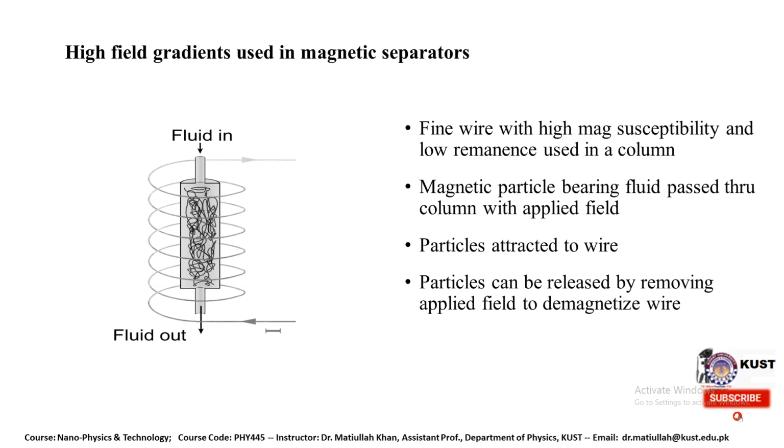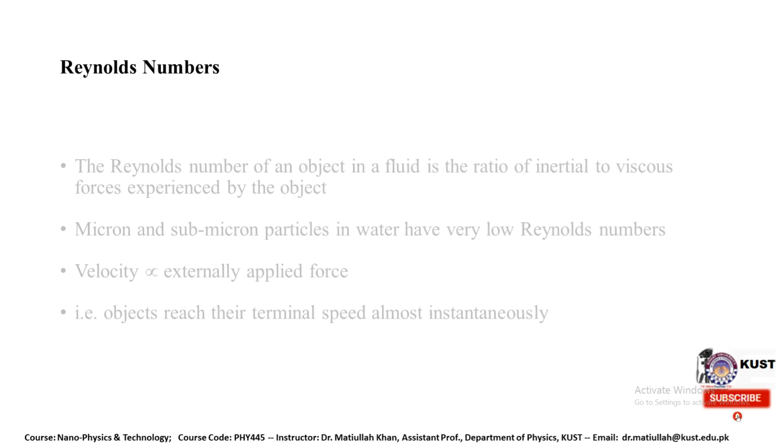Fine wires with high susceptibility and low remanence are used in a column. Magnetic particle bearing fluids pass through columns with an applied field. Particles are attracted toward the wire. The particles can be released by removing the applied field to demagnetize the wire.